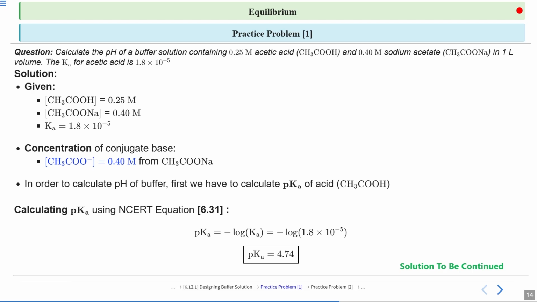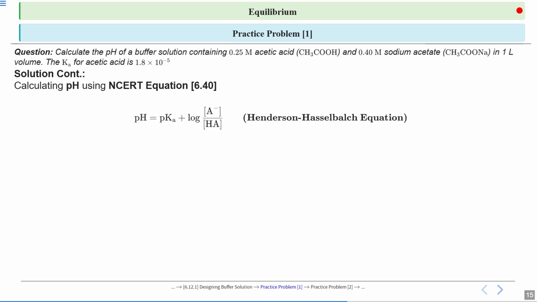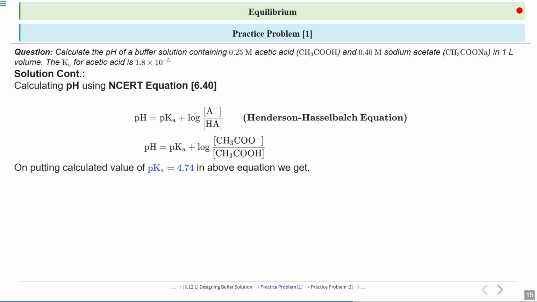Now if you know the pKa, you know the concentration of acetate ion, and you know the concentration of acid, can you calculate the pH? Yes, because the formula used for the calculation of pH is equal to pKa plus log of the concentration of conjugate base divided by the concentration of acid. Your conjugate base is acetate ion and your acid is acetic acid. Just put in the things that have been given and the thing which you have calculated, which is pKa 4.74.